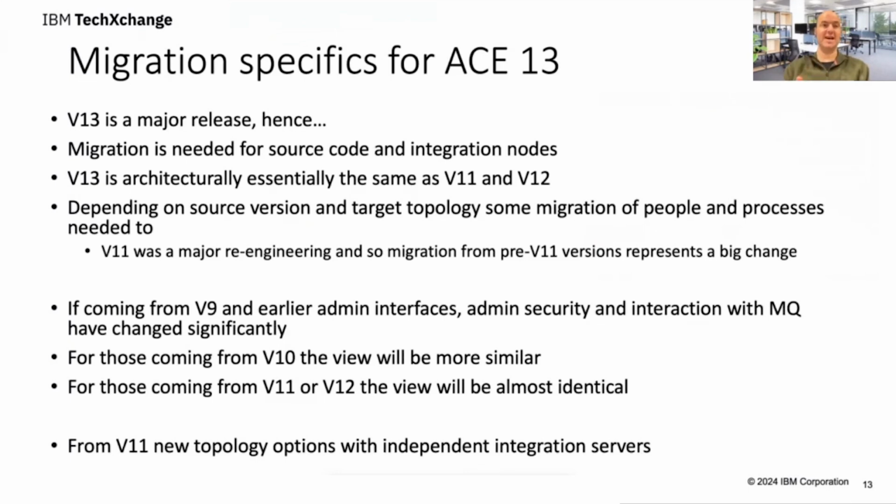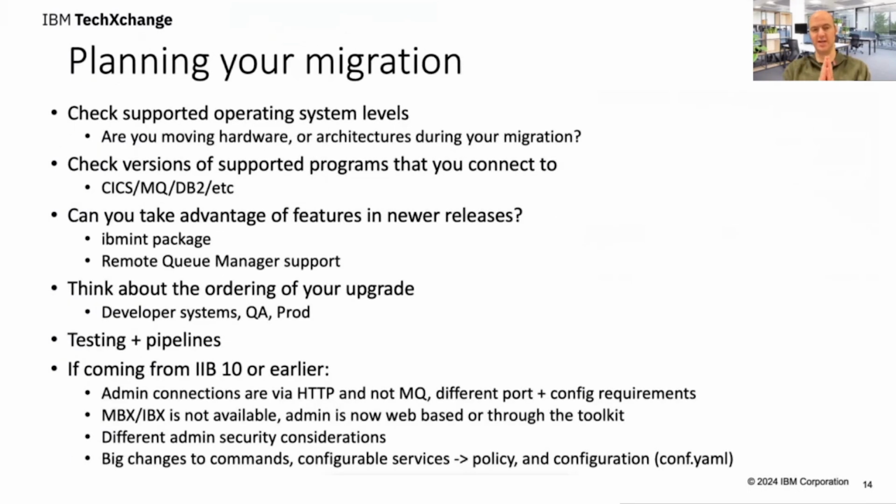If you are coming from version 10 or earlier, version 9 even, then you'll see a few more differences in changes for admin interfaces, security, configuration, things like that. And obviously, you've also got the chance when you migrate to say, okay, I'm using integration nodes now. Should I really be looking at independent integration servers and containers, or am I happy on nodes? So when you go about planning your migration, where should you start?